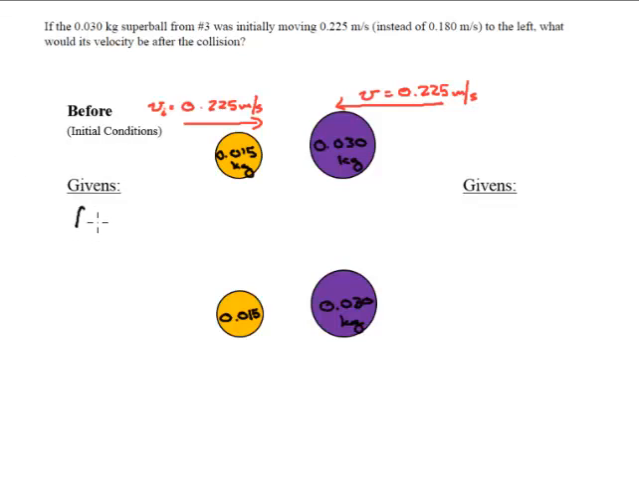So my net momentum equals 0.015 times the quantity 0.225 plus 0.030 times the quantity, and now this is where it gets tricky because it's negative 0.225.